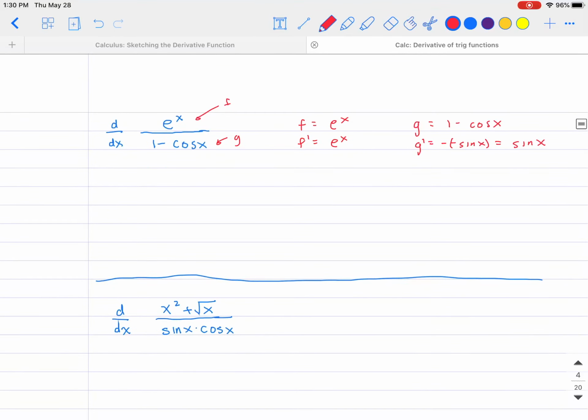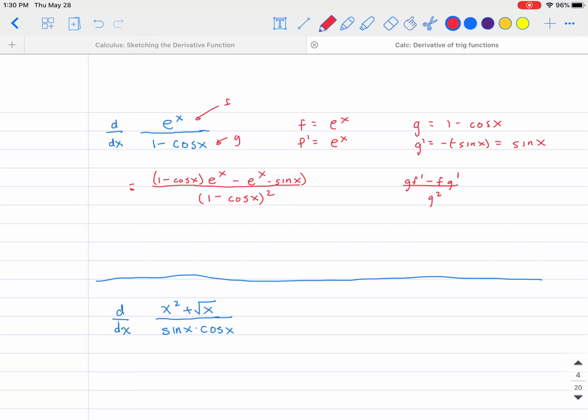Okay, all right. So again, this is going to be the quotient rule, so let's go ahead and write that out. If you need to write on the side for yourself, that's totally fine too. So it's g f prime minus f g prime, all divided by g squared. So the derivative is g, which is 1 minus the cosine of x, multiplied by f prime, which is e to the x, then minus f, which is e to the x, multiplied by g prime, which is the sine of x. And all of that is divided by 1 minus the cosine of x, quantity squared.